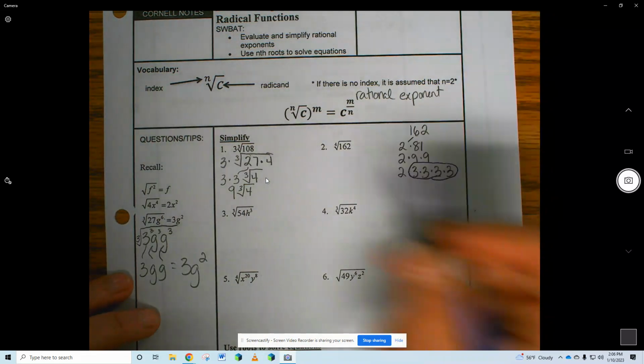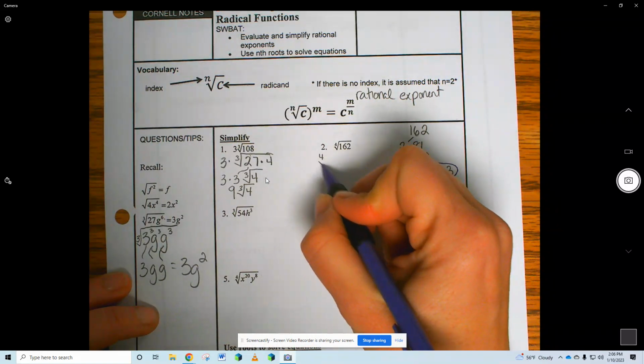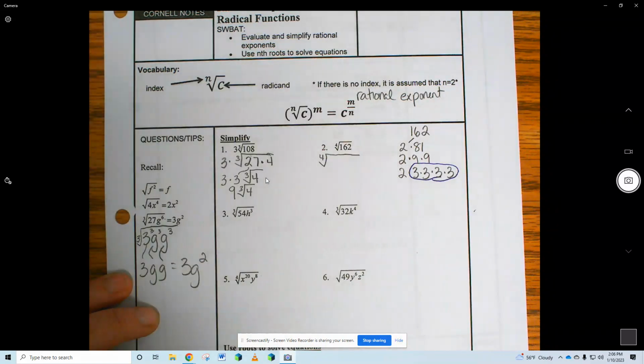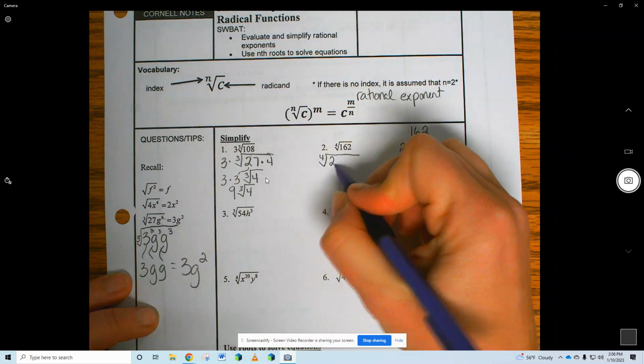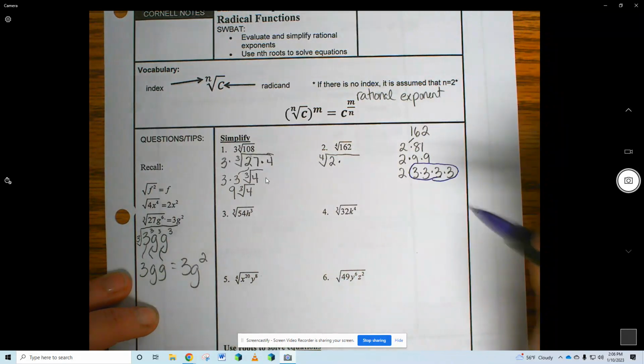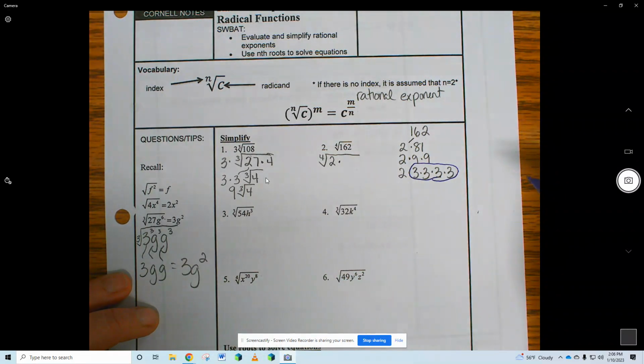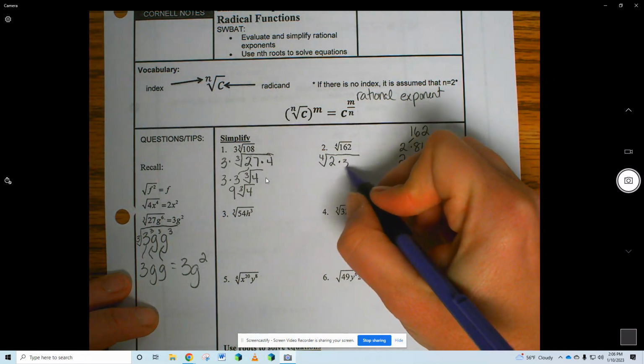So I'll go back underneath. The 4th root of 2 times, and I can write 81 here, or I can write 3 to the 4th. I think you probably might like it if I write 3 to the 4th.